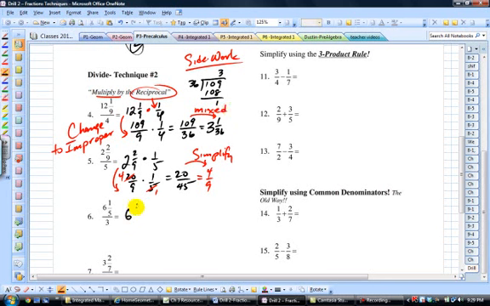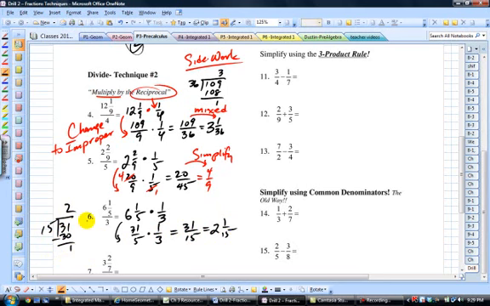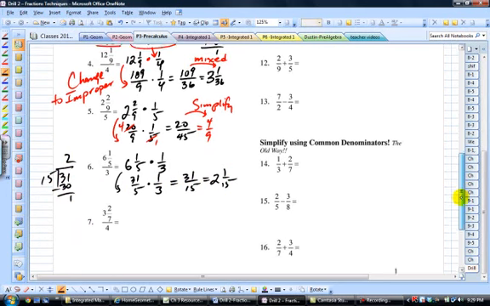Okay, 6 1/5 divided by 3 is the same thing as 6 1/5 times the reciprocal of 3, which is 1/3. Change to improper again. 5 times 6, 30, plus 1, 31/5, times 1/3, 31/15. 15 divides into 31 2 times, subtract to get 1 remainder, so 2 1/15. So again, do all your side work here, guys.